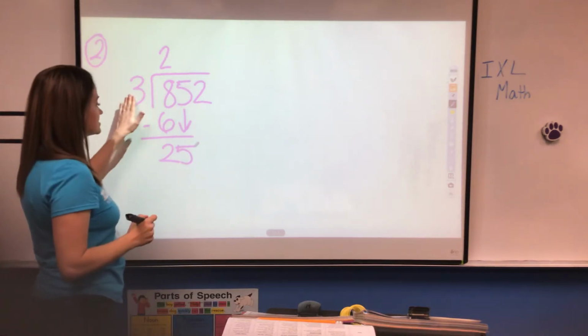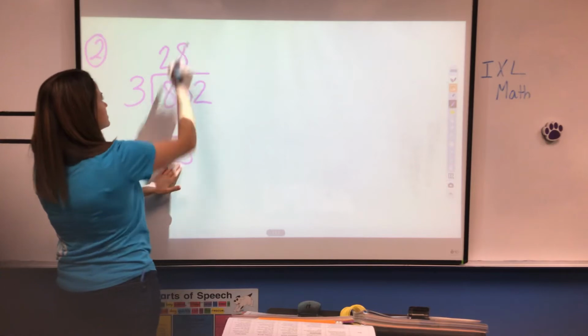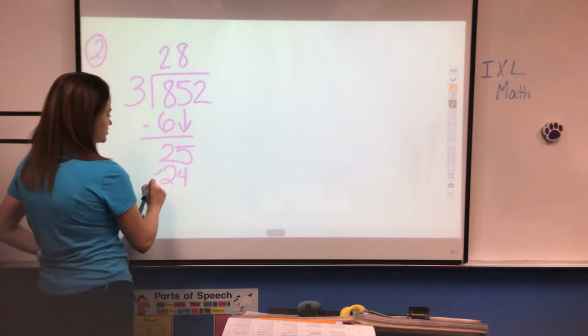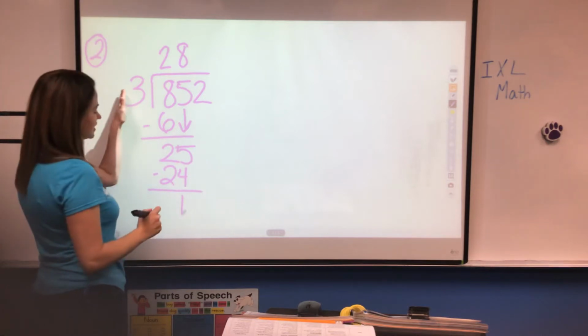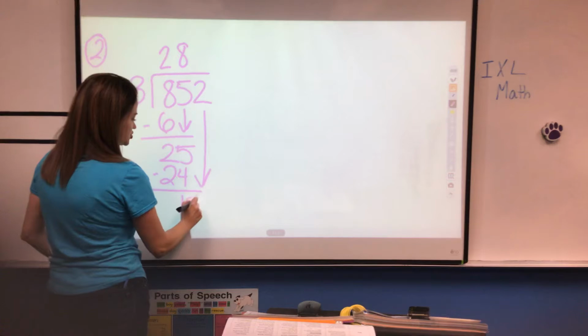I have to decide how many times can 3 go into 5. 3 can go into 5 once, 3 times 1 is 3, and I'm going to subtract that and I get 2. Can 3 go into 2? No, it can't. I'm going to bring down my next number, which is 2.